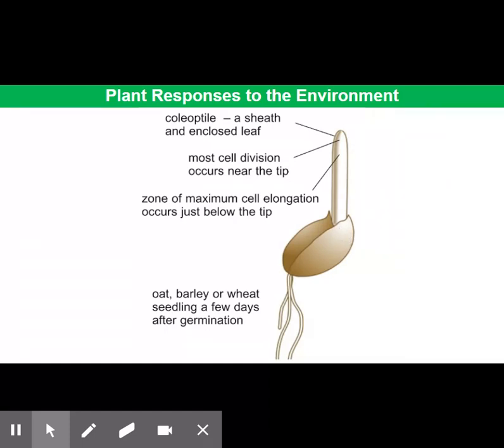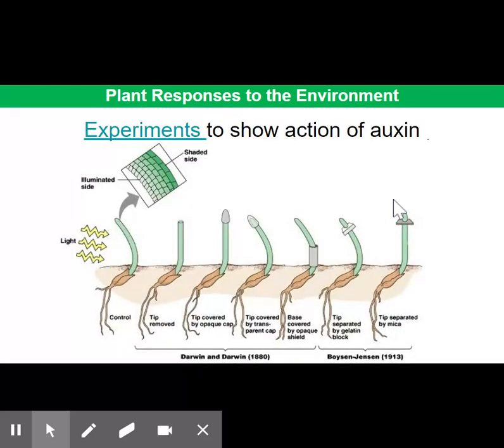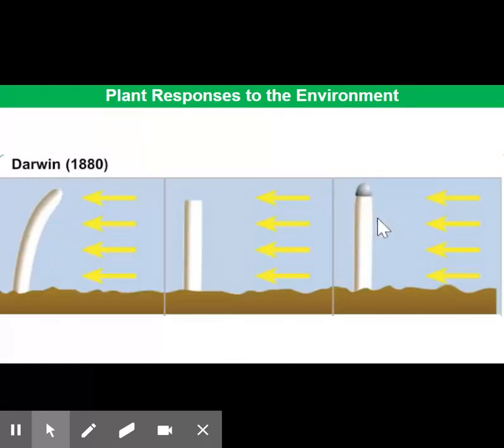Now, this coleoptile is going to be particularly important as we look at the experiments done to show the action of auxin. Over the years, way back to Darwin in 1880, experiments have been done on coleoptiles looking at the action of auxin in them. Darwin began by just observing intact coleoptiles and seeing that they bend towards a light source. They are positively phototropic.